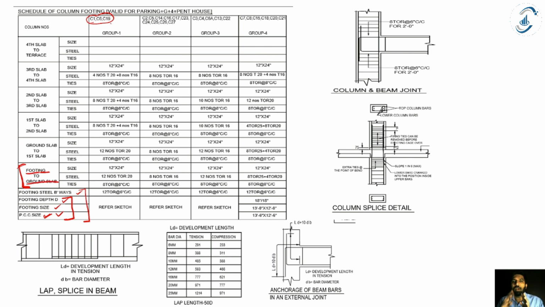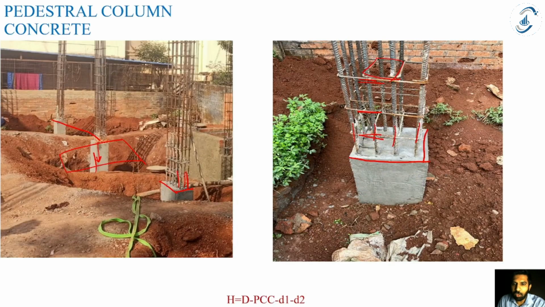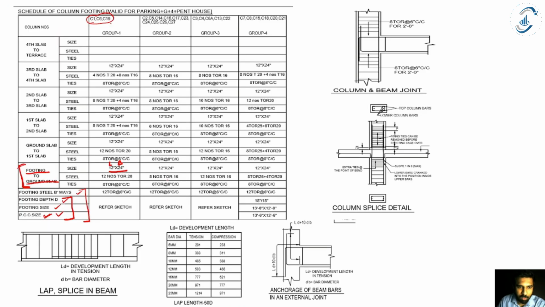Now footing to ground floor slab, I'm going to have a certain size of my column along with the reinforcement detail. So what is the size of my column? It is 12 inch by 24 inch. So the length of my column is going to be 12 inch, and the width of my foundation is going to be 24 inch. So here it is given. This is equal to 12 inch, and this is 24 inch. So length and width. Very simple.